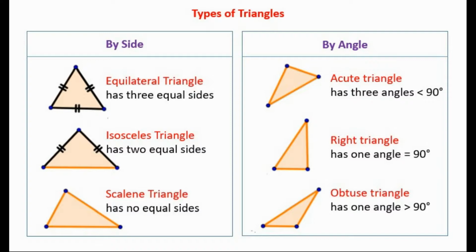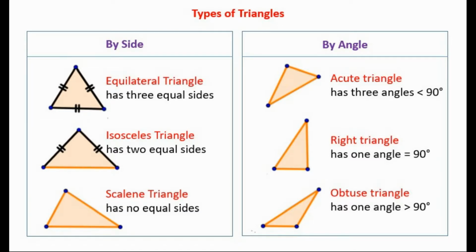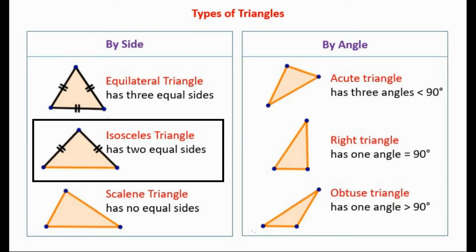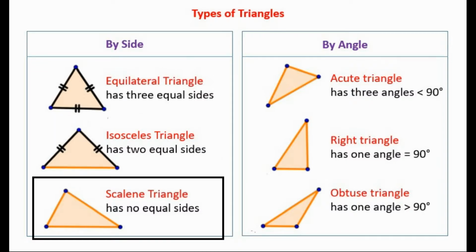By side, we could have equilateral triangle, which has three equal sides, isosceles triangle, which has two equal sides, and scalene triangle, which has no equal sides at all.